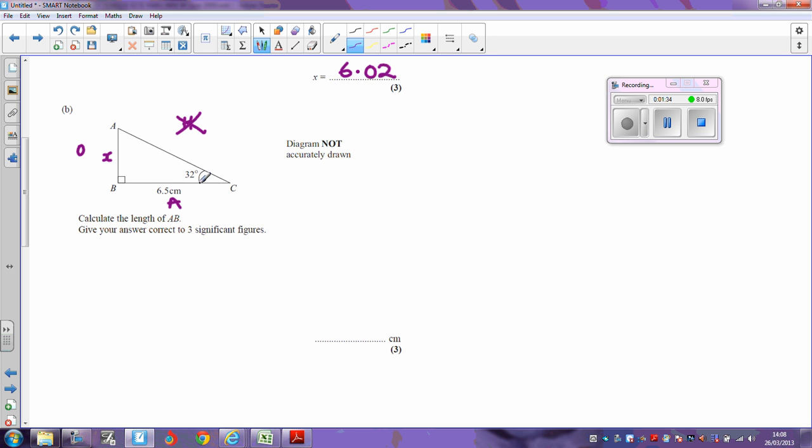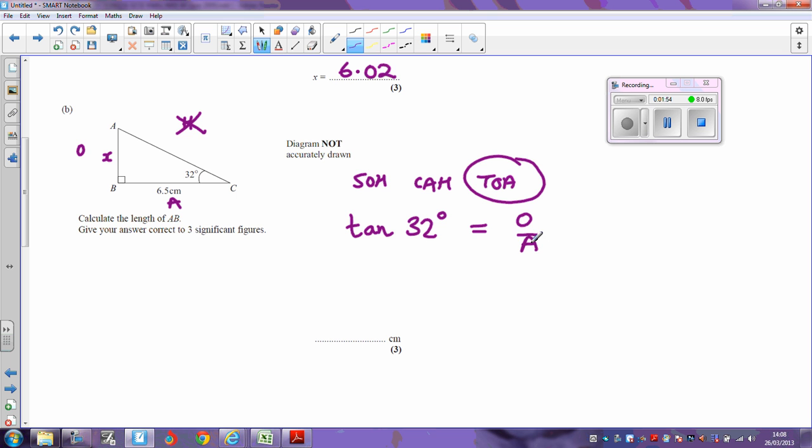So I'm going to use my normal SOHCAHTOA trigonometry, choosing the correct one that uses the opposite and the adjacent, in other words, tan. Now write the equation. Remember, it's always the same. The tangent of the acute angle, which is in this case 32 degrees, will equal the opposite divided by the adjacent. So in this case, tan 32 is equal to the opposite, x, divided by the adjacent, 6.5.